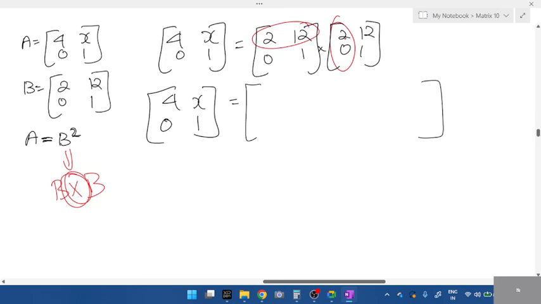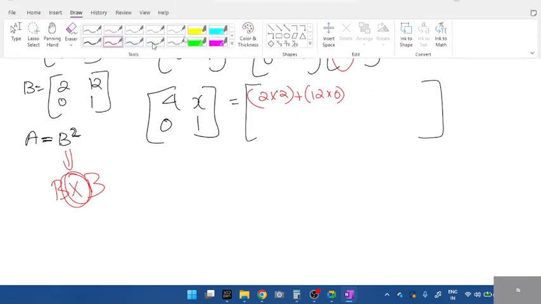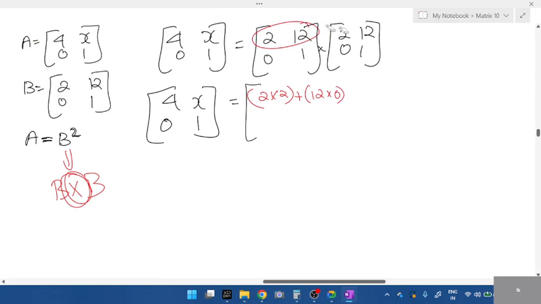Use the multiplication concept. How do you write this? 2 twos are 2 into 2 plus 12 into 0. Then the first row, first column is done. Then what did I tell you all, students? First row, which column? Second column. Take the second column, multiply. Okay, let me check. 4, 36.